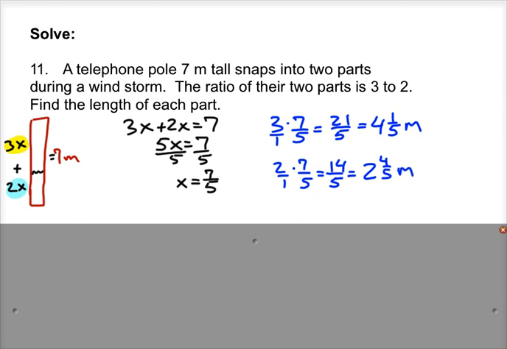And then sort of a quick double check. They're in the ratio of 3 to 2, and I can even look, if I add the 2 of them together, 4 1/5 and 2 4/5, they do indeed add up to the 7 meters, the total that the pole was to start.